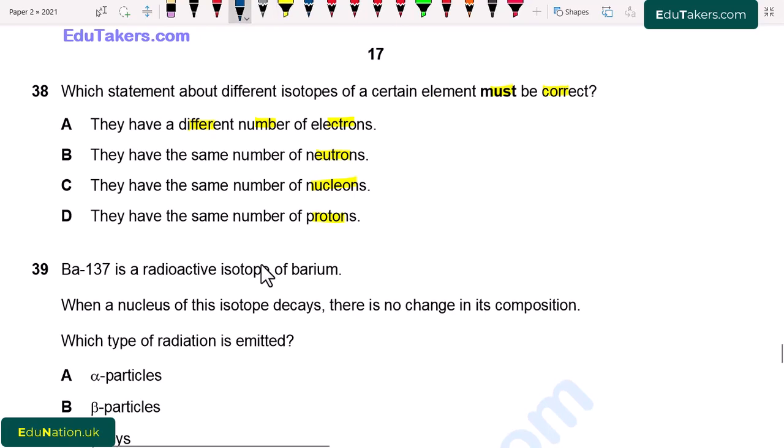So first of all, isotopes are those elements that have same atomic number but different mass number. Atomic number is actually equal to number of protons. So it means that isotopes have the same number of protons, which is given by option D. So here D is correct.